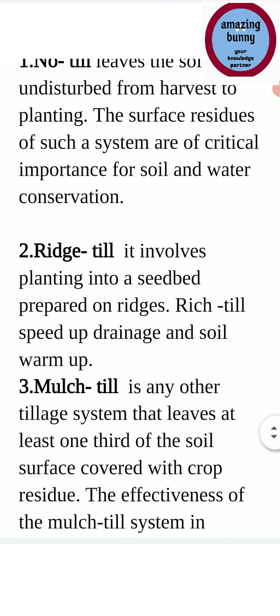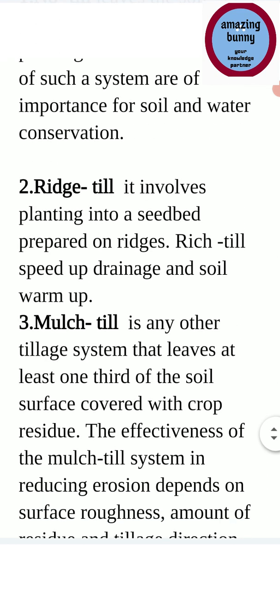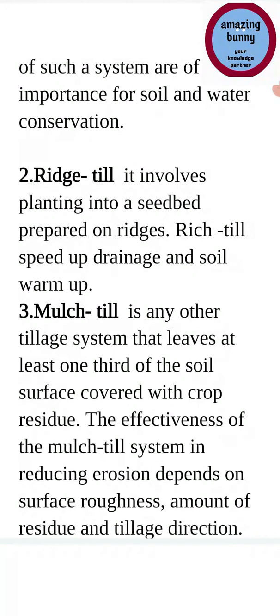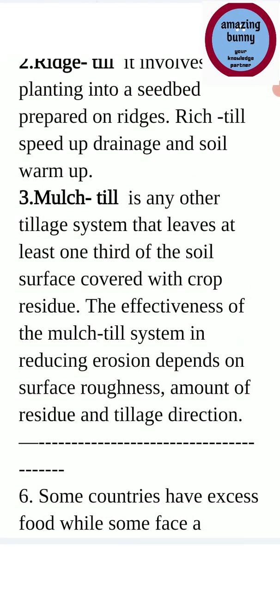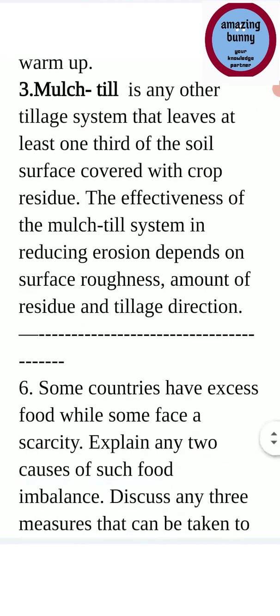Second type is ridge till. It involves planting into a seedbed prepared on ridges. Ridge till speeds up drainage and soil warm up. Mulch till is any other tillage system that leaves at least 1/3 of the soil surface covered with crop residue. The effectiveness of the mulch till system in reducing erosion depends on surface roughness, amount of residue and tillage direction.